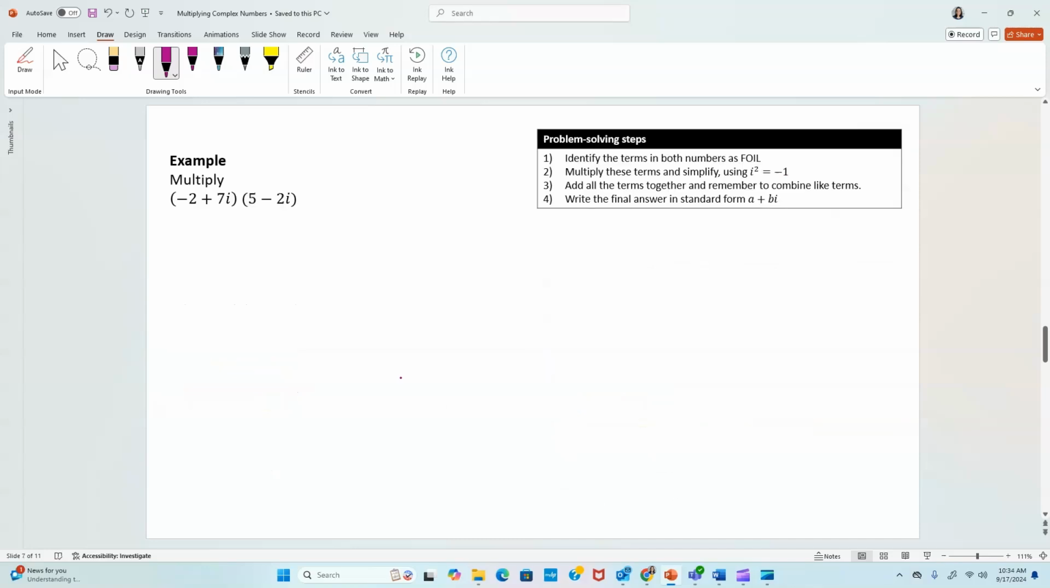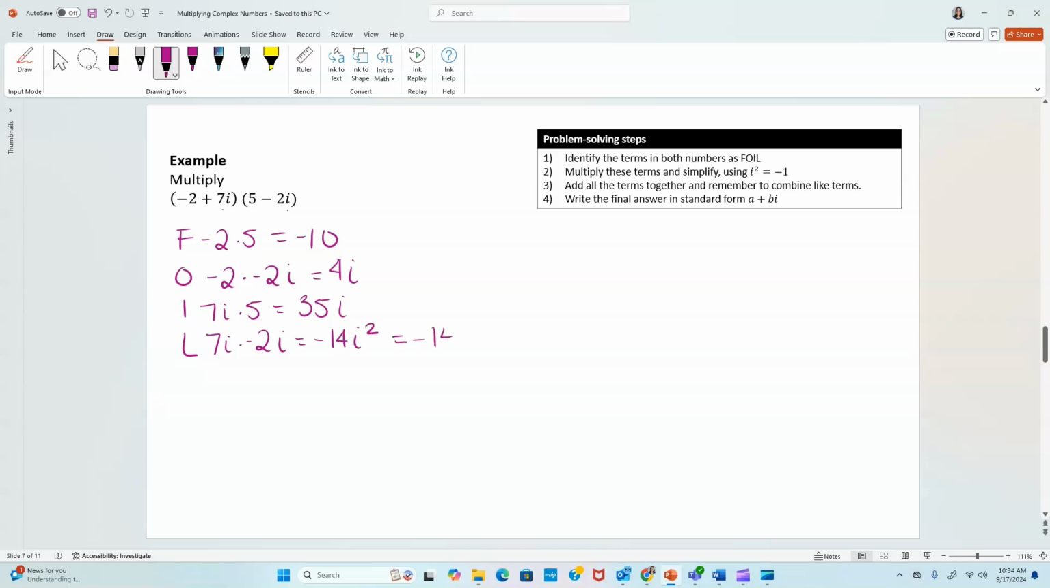Now let's try this example. Let's do -2 plus 7i times 5 minus 2i. I'm going to write out FOIL. First times first, -2 times 5, which is -10. Outside, -2 times -2i, which is positive 4i. Inside, 7i times 5, which is 35i. And last, 7i times -2i, which is -14i squared. Remember, that's -14 times -1, which is equal to positive 14.